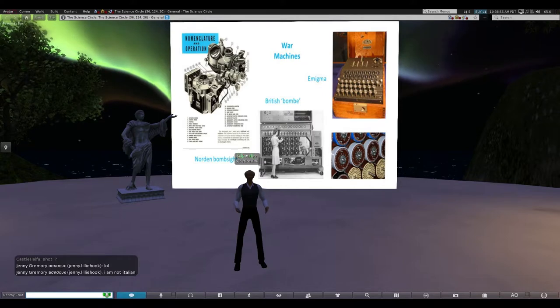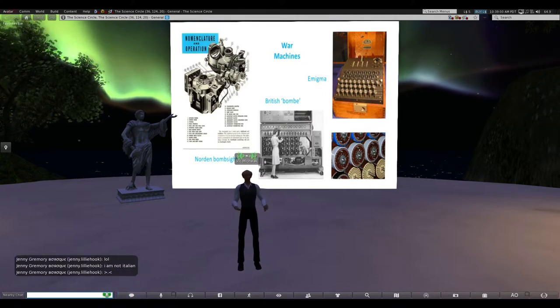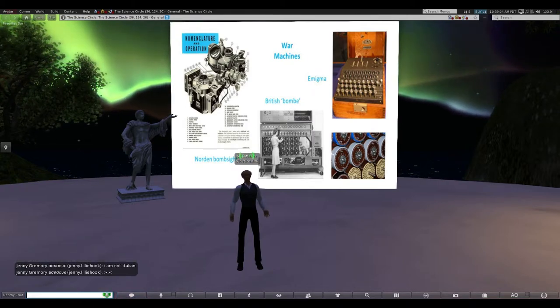Okay, so in any case, you can see a reconstructed machine down there on the right. And essentially these things, as if you saw the movie, you can see them click, click, click, click, and trying to reconstruct or decrypt the message.